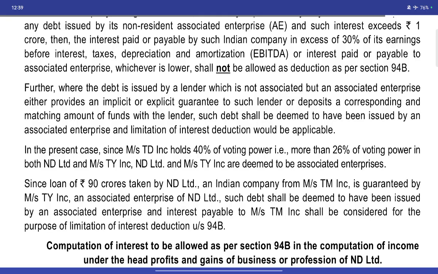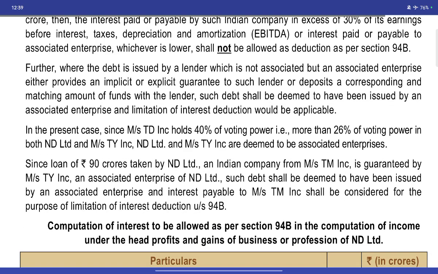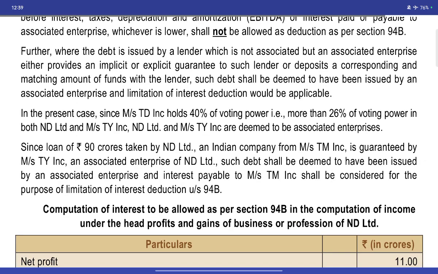Further, where there is a debt issued by a lender which is not an associate enterprise, but the associate enterprise either provides an explicit guarantee to such lender or deposits a corresponding and matching amount of funds with the lender.